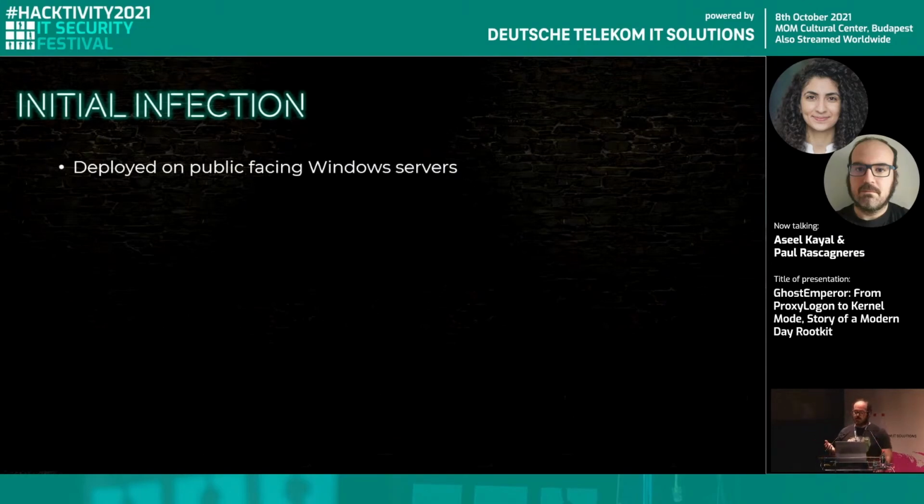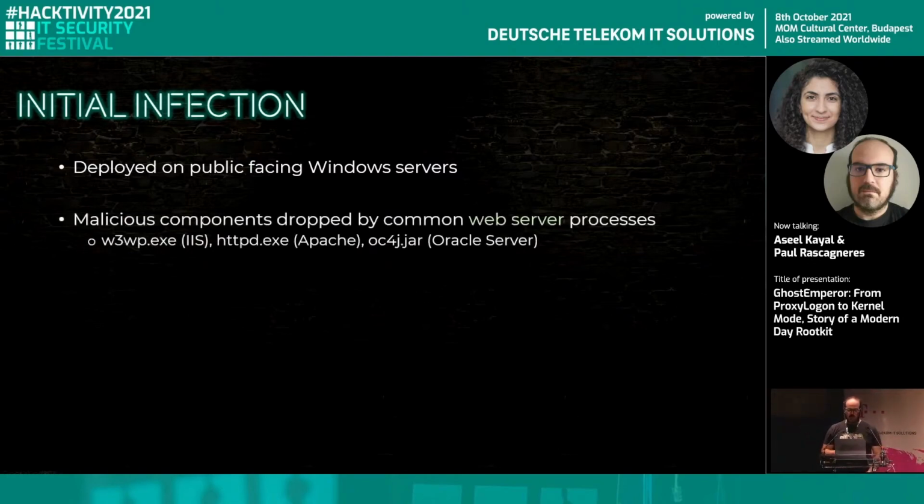So let's speak about the initial infection. Almost all the systems we identified were public-facing Windows Servers. If we look at the parent process of the malware installer, in most cases it's a web server process. We identified W3WP, which is the IIS web server, HTTPD, which is Apache, and OC4J.jar, which is an Oracle server. So we have an attacker that compromised the system through the web service. I don't mean it's a vulnerability inside Apache. It can be a vulnerability in the application running on Apache.